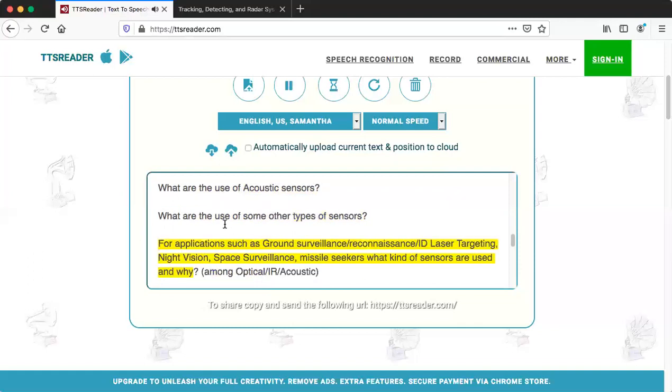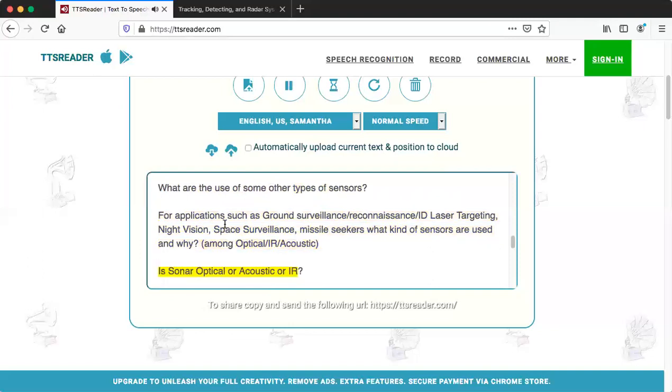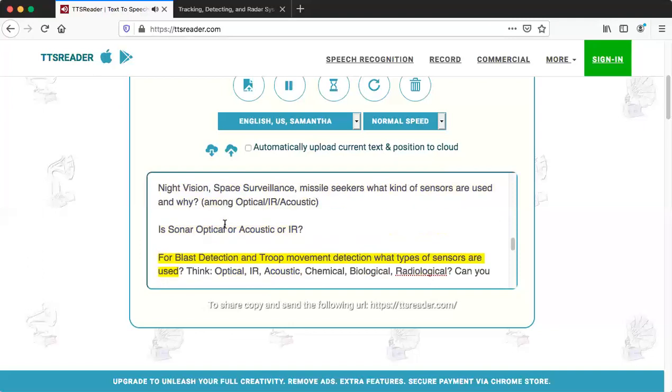For applications such as ground surveillance, reconnaissance, ID laser targeting, night vision, space surveillance, missile seekers, what kind of sensors are used and why? Among optical IR, acoustic. Is sonar optical or acoustic IR? For blast detection and troop movement detection, what types of sensors are used? Think optical, IR, acoustic, chemical, biological, radiological.